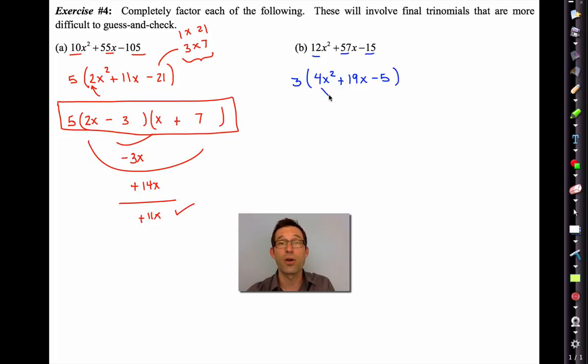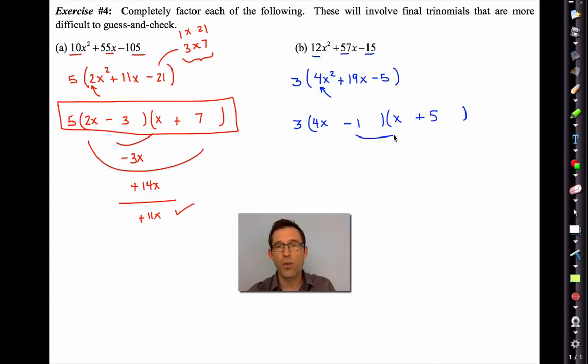Now this one's even harder because the leading coefficient is not only not 1, it's not even prime. So it's tricky. Do I go with 4x and 1x? Do I go with 2x and 2x? Well, just because I've worked on this problem quite a bit, I know this is the correct factorization.